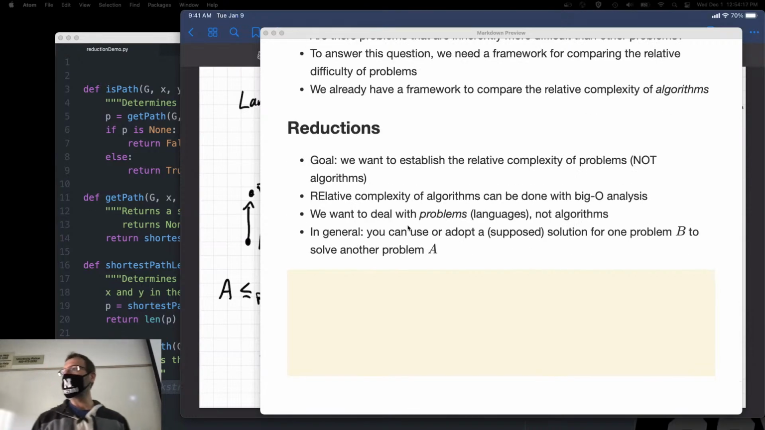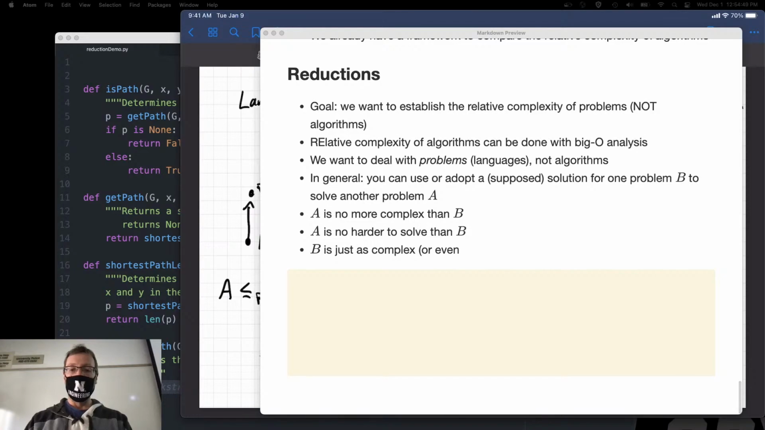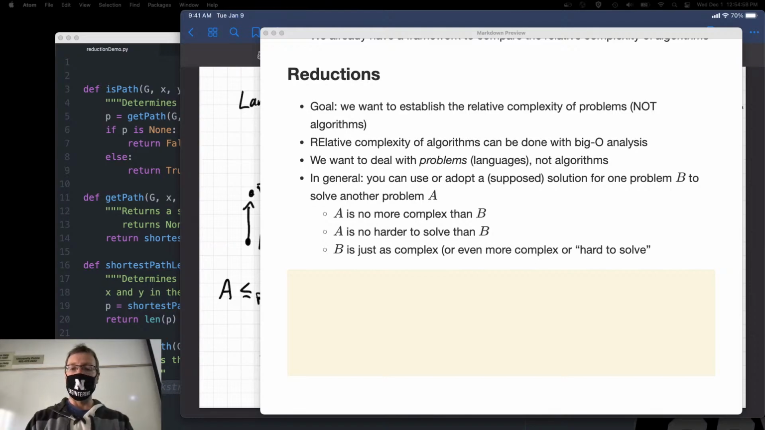Our goal is to establish a relative complexity of problems, not algorithms. We want to deal with language problems, which are languages, not algorithms. In general, you can use or adopt a supposed solution for B to solve A. Then we say that A is no more complex than B. Or from the perspective of B, B is just as complex or even more complex or hard to solve than A. We're not making A simpler. We are reducing A to B.